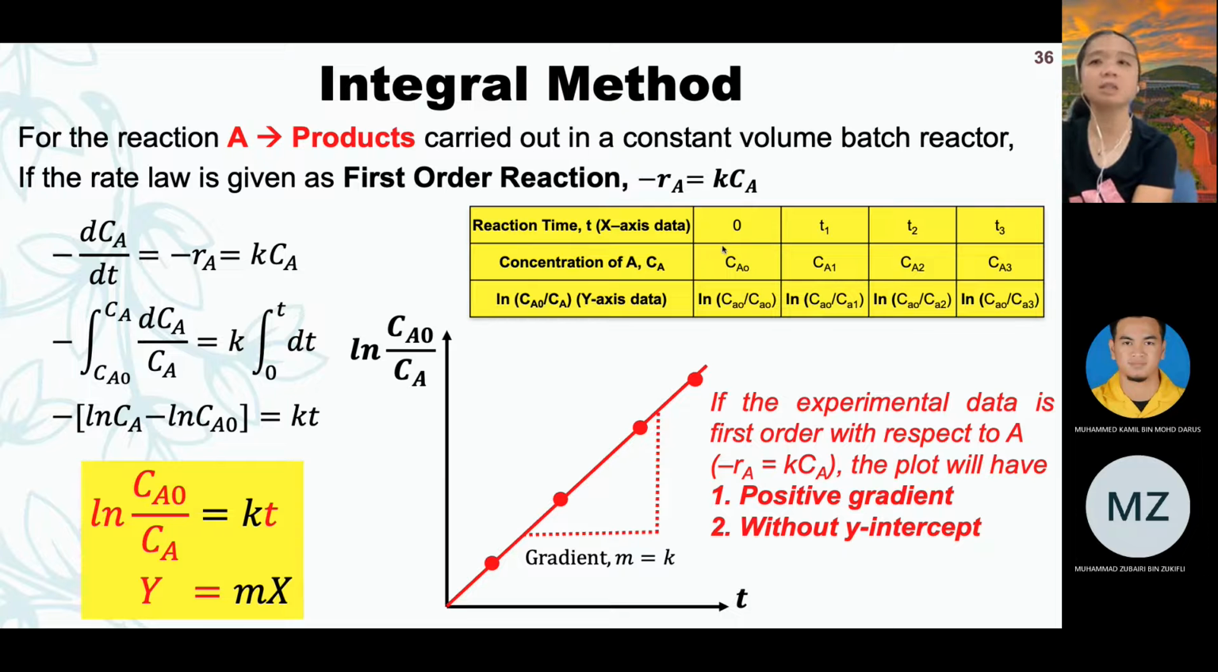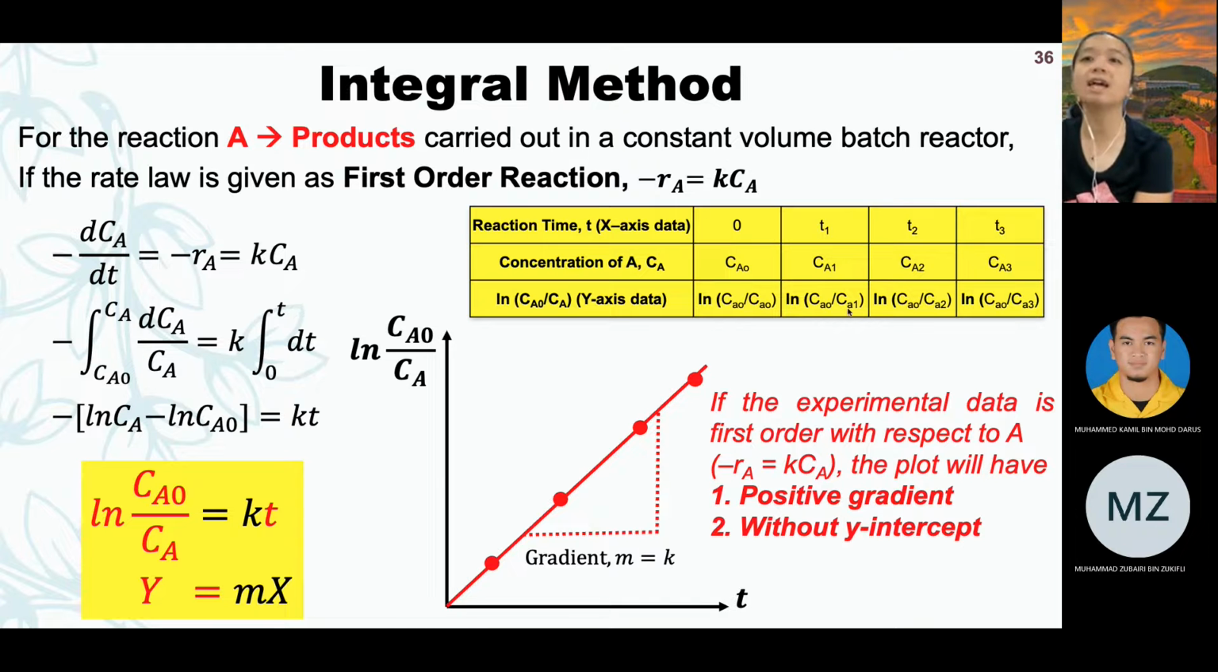So maksudnya data eksperimen kita tu, kamu kena tambah satu lagi kolom ataupun satu lagi baris untuk mencari data paksi y dia, which is ln CA0 per CA. So maksudnya katakan untuk kes pertama, data pertama, dia akan menjadi ln CA0 per CA0. So kamu tahu kan CA0 per CA0 mesti kosong. So ln dia akan menjadi kosong. So maknanya data paksi y yang pertama adalah kosong.